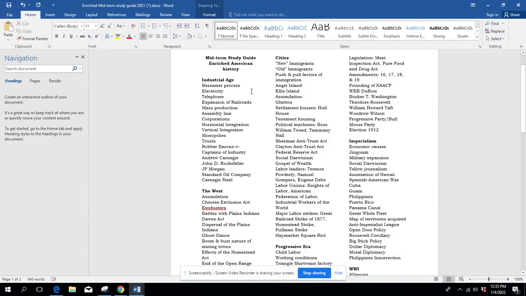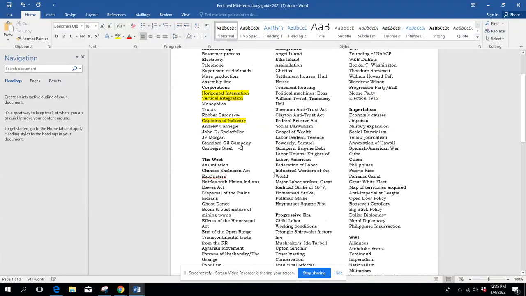Just for example, industrial age. I don't remember the difference between horizontal and vertical integration. I don't remember what a captain of industry was. And then at the end, I'd like you to write out next to that the number of highlights that you have. Go through the entire thing.